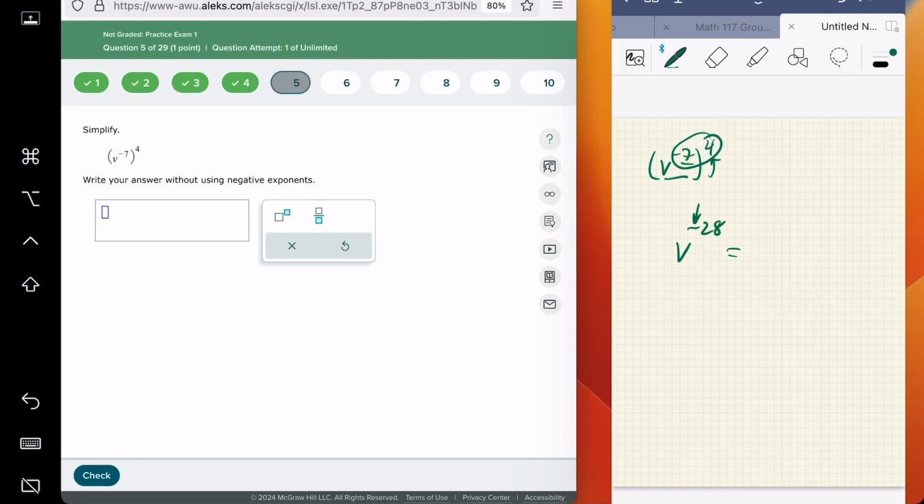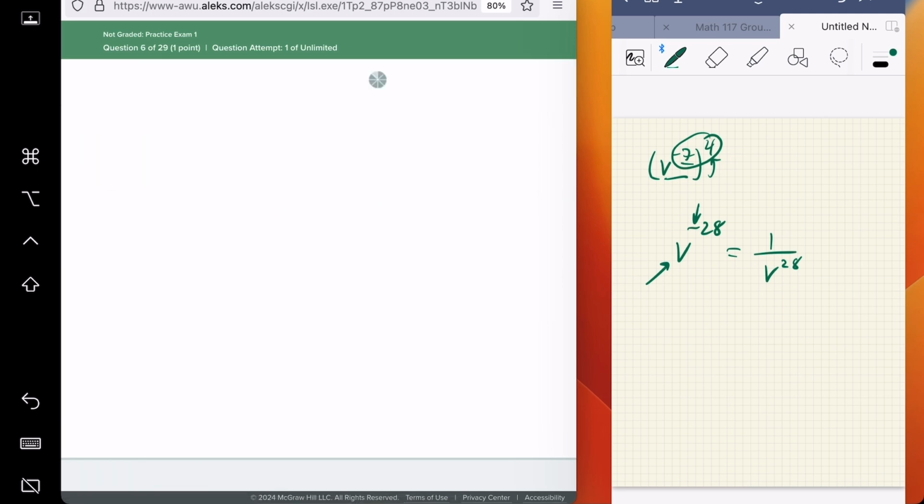This v is a numerator, right? I can think of this as v over 1. So I flip it to be the denominator. So now I have 1 over v to the 28. Okay, so that's what I'm going to do. 1 over v to the 28. All right. There we go.